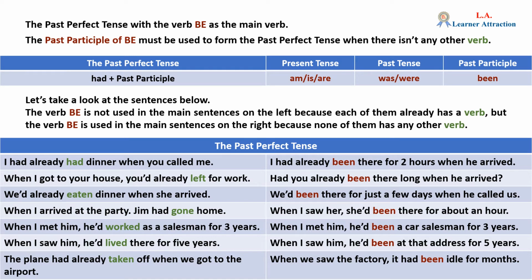Let's take a look at the sentences below. The verb be is not used in the main sentences on the left because each of them already has a verb, but the verb be is used in the main sentences on the right because none of them has any other verb. The past perfect tense.